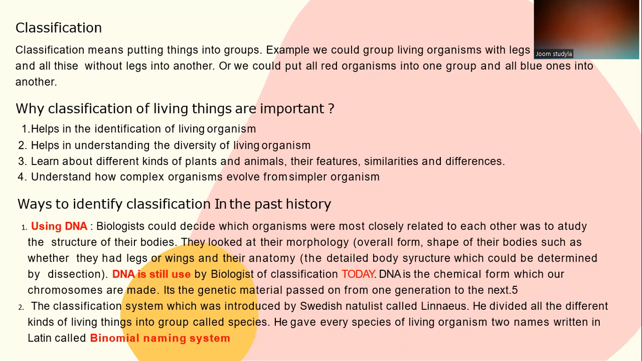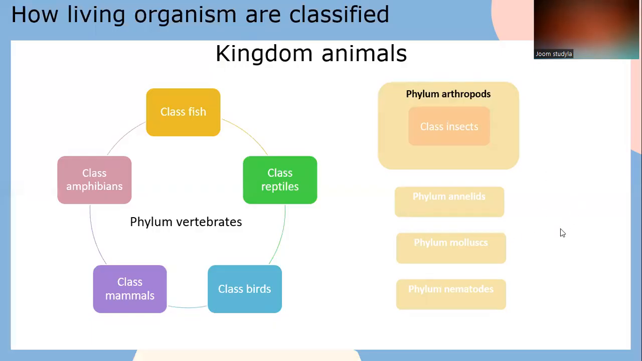Okay, the classification system was introduced by a Swedish naturalist called Linnaeus. He divided all the different kinds of living things into groups called species. So he gave every species of living organism 2 names written in Latin, called the binomial naming system. Okay, how are living organisms classified?